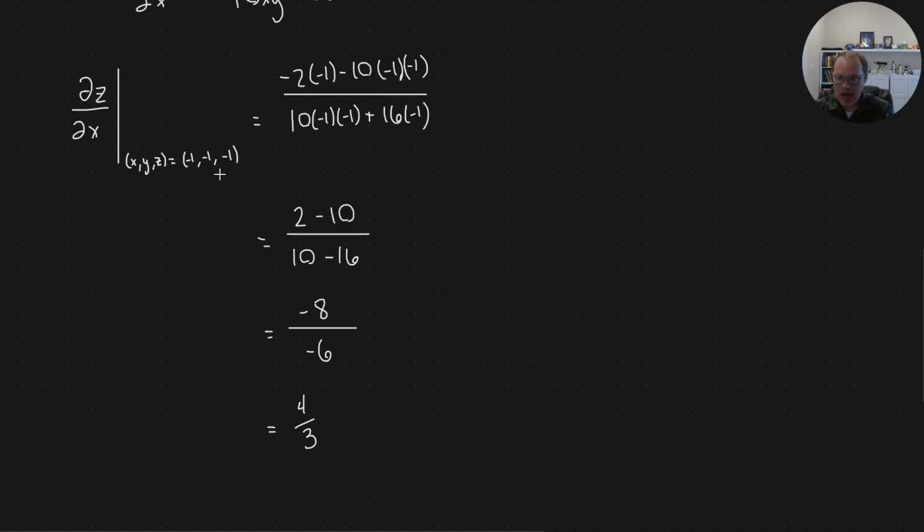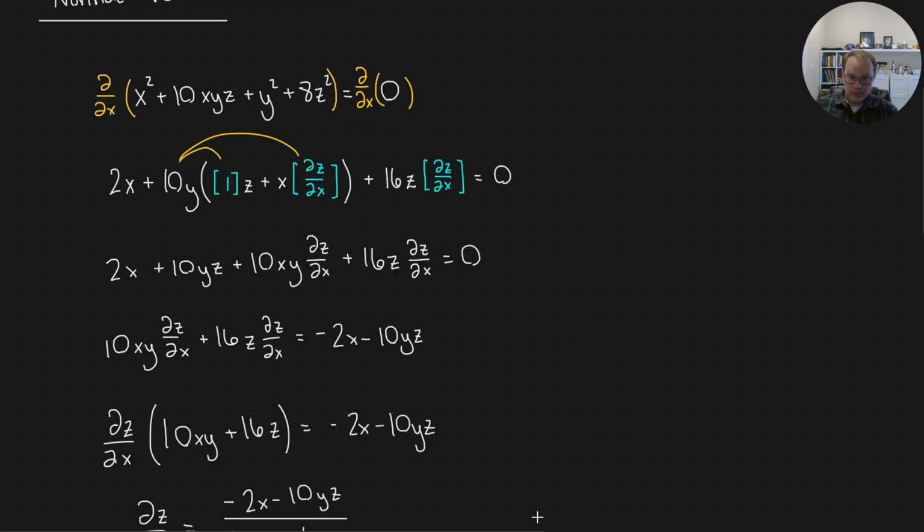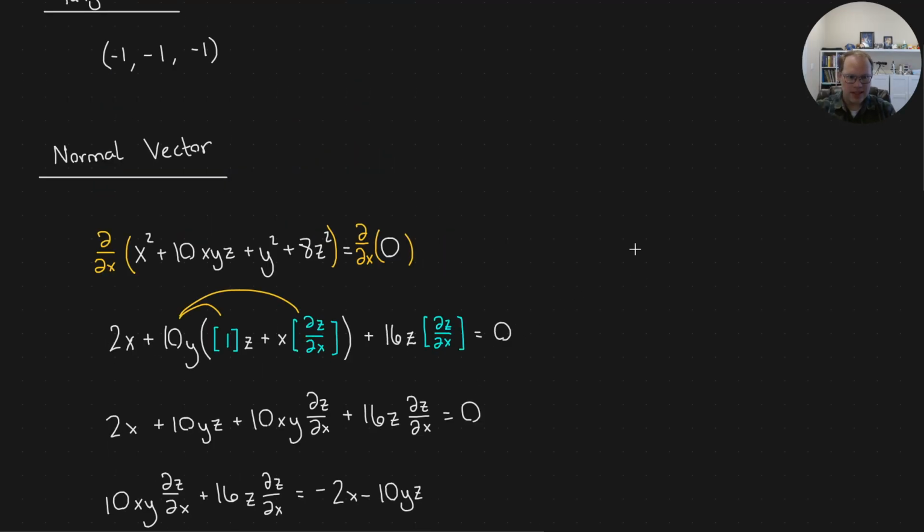Now this was how much z changes in the x direction, which means for every 1 unit of change in the x direction, my z is changing 4/3 along that tangent line. And I'm holding y fixed, so the y is not changing at all. So I've got one of my tangent vectors. We just need to do it all again for the y. So now I'm going to take that same equation, x squared plus 10xyz plus y squared plus 8z squared equals 0, and take the partial derivative of both sides with respect to y.